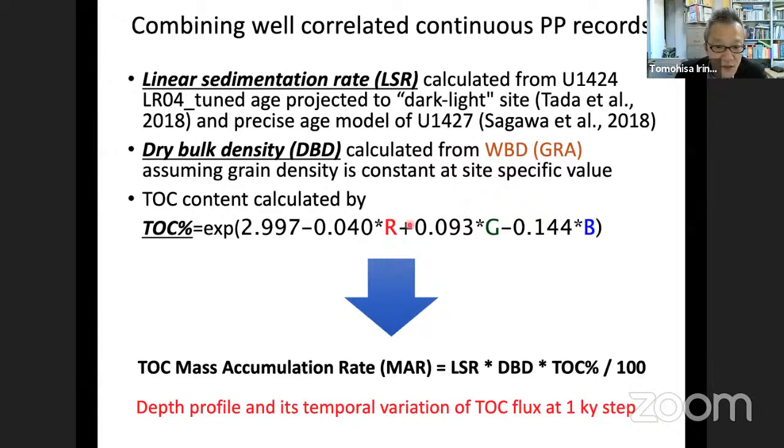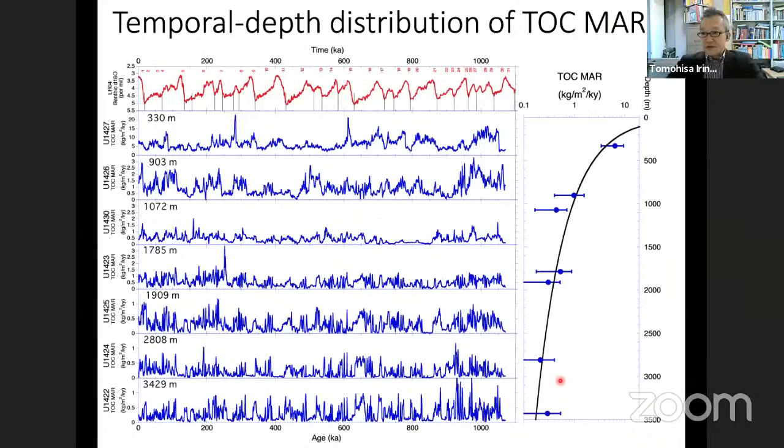So just multiplying the sedimentation rate, bulk density and TOC organic carbon percent, we can get the temporal variability of the mass accumulation rate of the organic carbon for all the sites. And this calculation is done on each 1,000 year step. So this is the result.